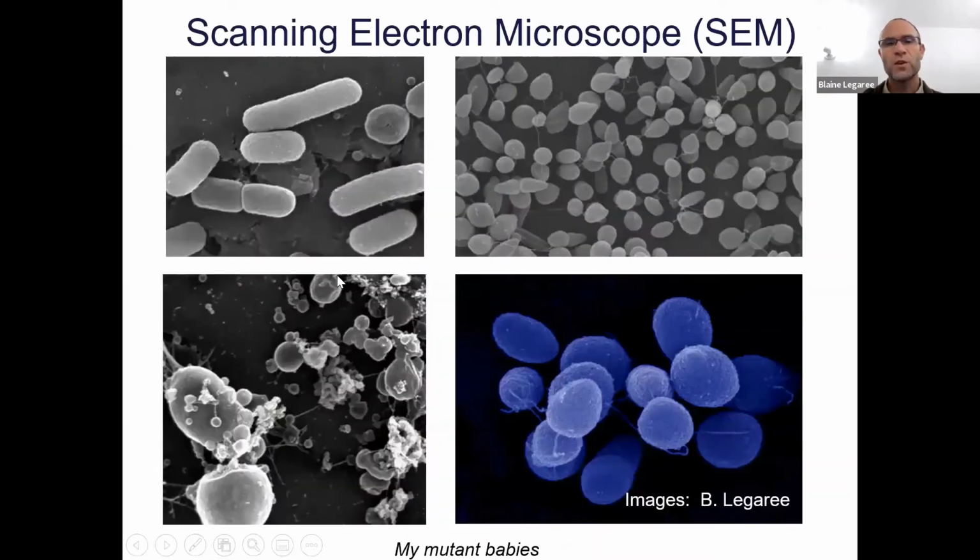So actually, here's some pictures that I took. You're taking a look at some Pseudomonas aeruginosa. This is a bacterium kind of like E. coli. You can see up in the top left, you've got some rod-shaped cells. And then these other samples, you can see these ones here circled. These ones are dying. You can see the membranes are falling apart. And the blue ones, those are my mutant babies. That's a genetic mutant that I end up making as part of my research.